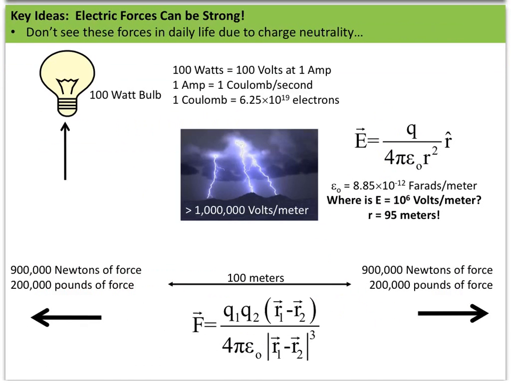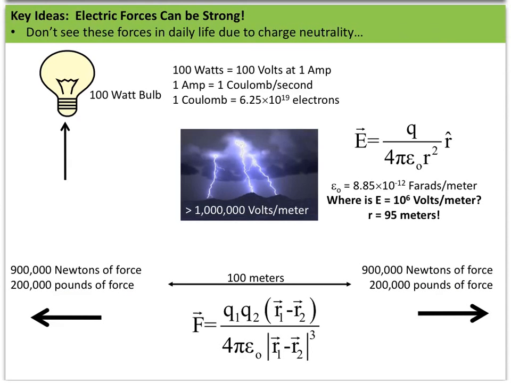A key idea is that electric forces can be very strong. You don't see strong electric forces in daily life because of something called charge neutrality, which is because charges are mobile, especially electrons, and they exert great forces on one another. They tend to clump together in equal amounts, so you have an equal amount of positive and negative charges. So let's do a thought experiment.